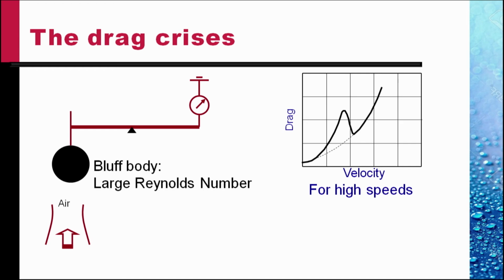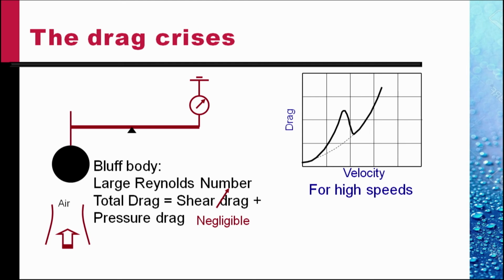So, on a bluff body at large Reynolds number, the total drag, which is shear drag plus pressure drag, is largely because of pressure drag, as the shear drag is negligible. And for lower Reynolds number, for lower velocities, the separation is laminar with a wider wake, and for larger velocity, larger Reynolds number, the separation is narrower with more pressure recovery and hence lower pressure drag.